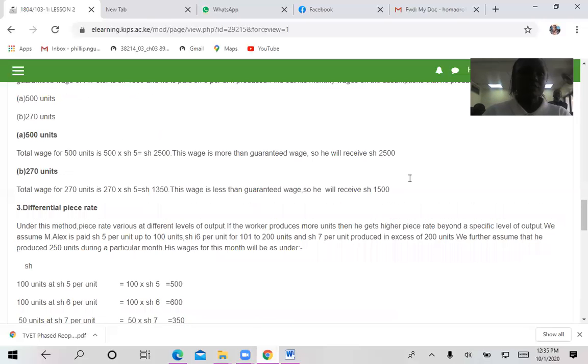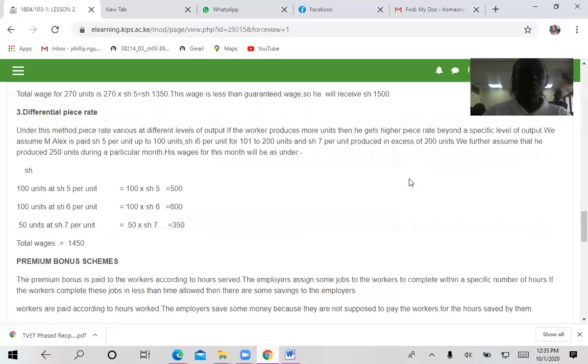Another method is the differential piece rate. So under differential piece rate, various levels of output are paid differently. So if the worker produces more units, then he gets a higher piece rate beyond a specific level of output. Okay, so it will depend on which level of output you produce, so that you get the piece rate which is guaranteed for that level of production.